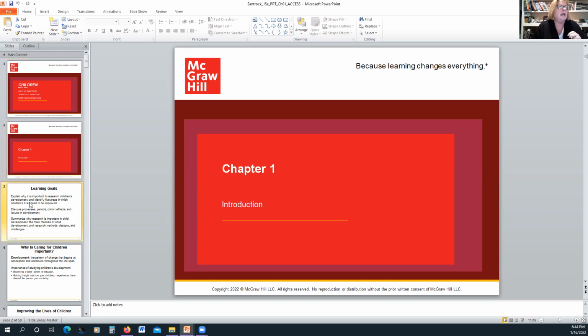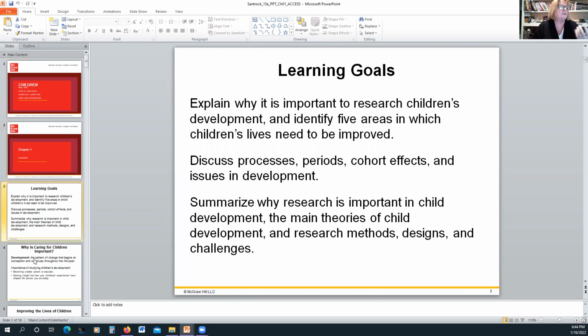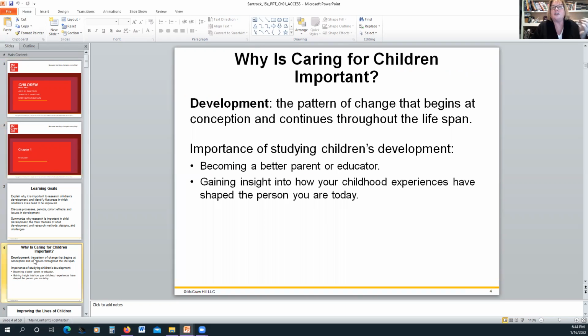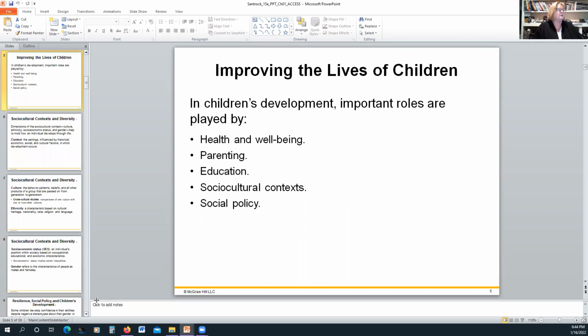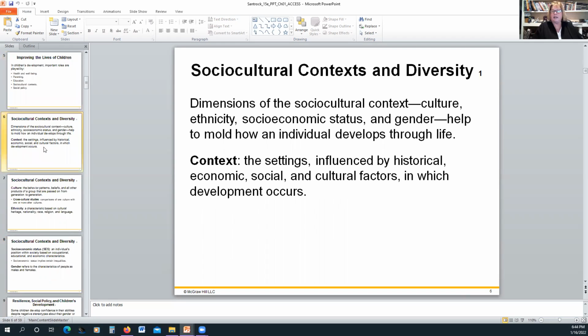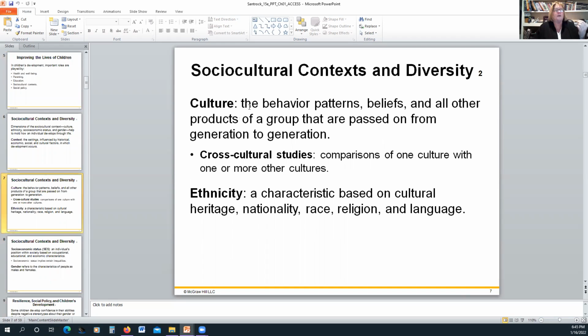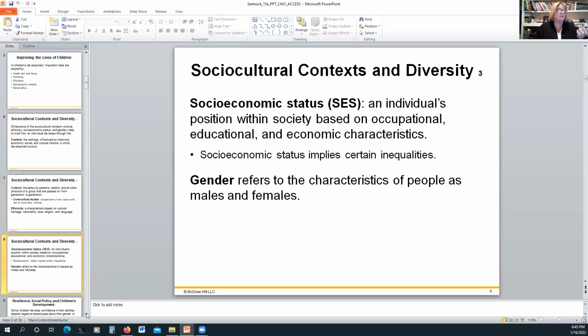This first chapter is a general chapter, and it really just looks at the overview of children and child development. It talks about what development is, and how we improve the lives of children. It's going to look at some things in the sociocultural context. As you're getting into this class, understand that we're going to look not only at individual things like the child themselves, but also the things around them. What is the context of where the child is living? What is the child's culture, ethnicity, socioeconomic status, their gender?